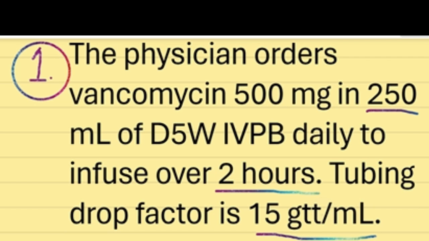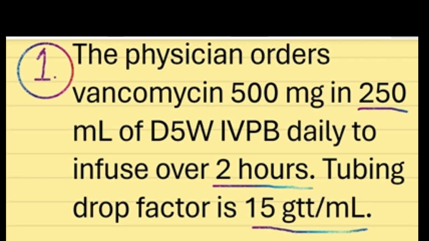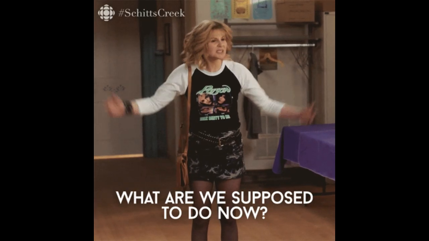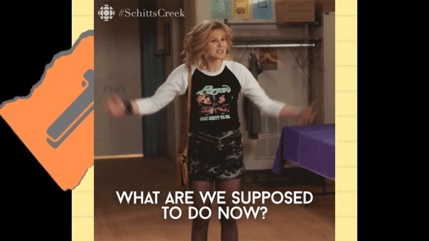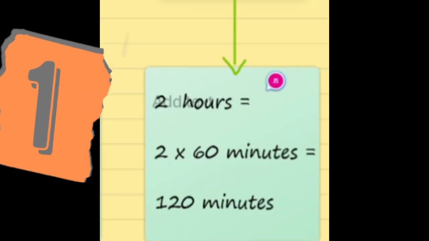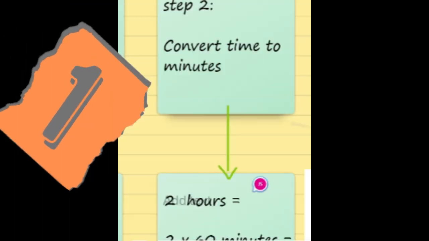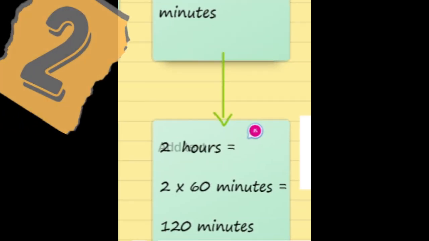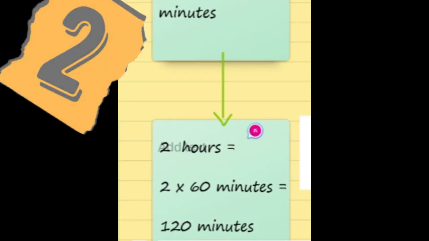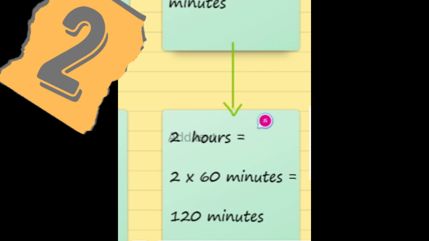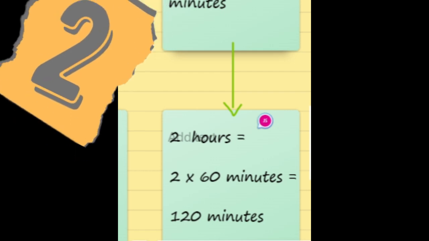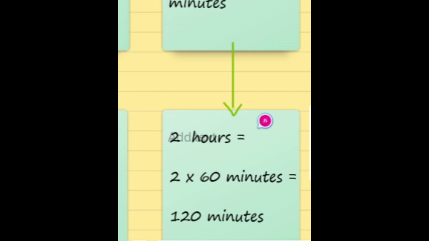All right, so how are we going to calculate this? Same thing. Step 1, what's the order? The volume is 250 milliliters, and the time, of course, is 2 hours. So again, remember, we're going to convert our hours to minutes, and this is where you have 2 hours times 60 minutes, and you have a total of 120 minutes.